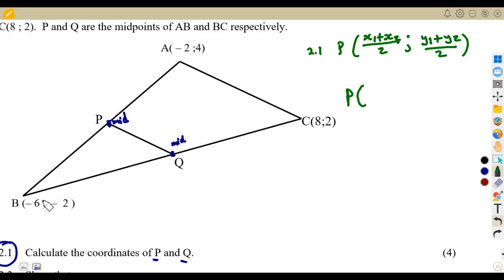So P, if we add the X values on A, because P is found on this line. So we are simply adding the X value here and the X value here. So this is -2 and this is -6. So that's -2 plus -6 like this, everything over 2. You do the same on the Y values: we're going to consider -2, and here we've got a 4. So this is -2 plus 4, everything over 2.